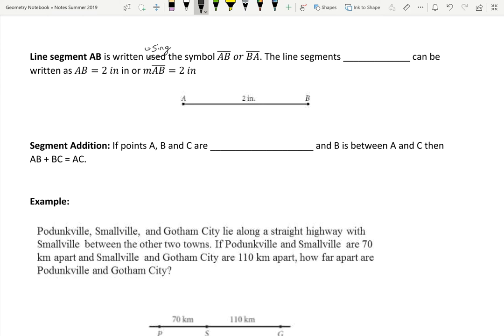The line segment's distance can be written as AB equals 2 inches, or the measure of line segment AB equals 2 inches. So if you're referring to the line segment figure, then you use AB with the segment symbol on top. If we're referring to the distance, then write an expression like that, or an equation like that.